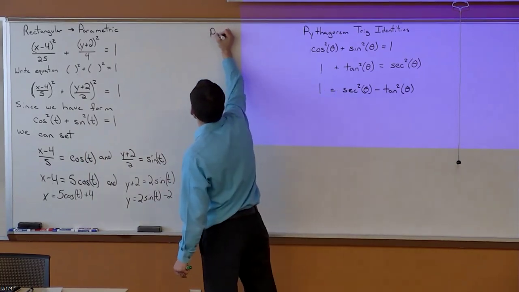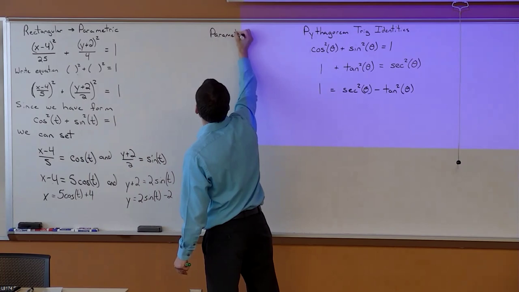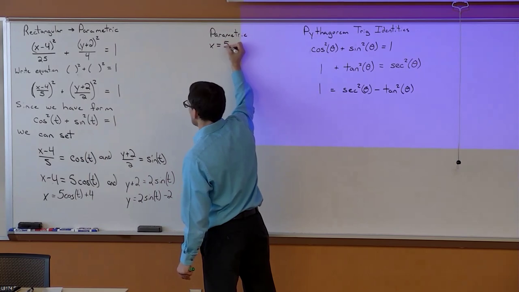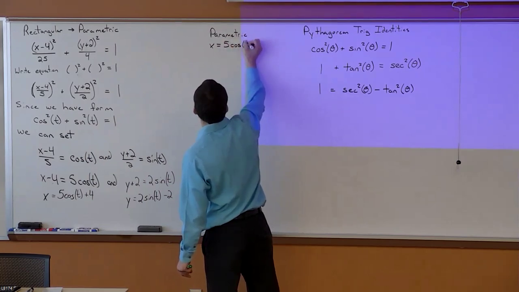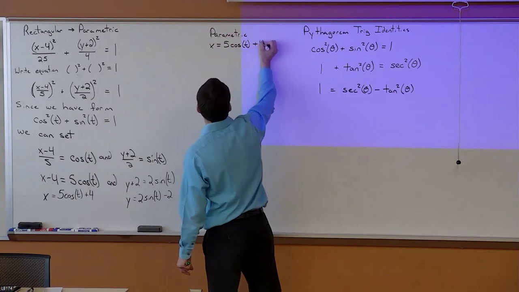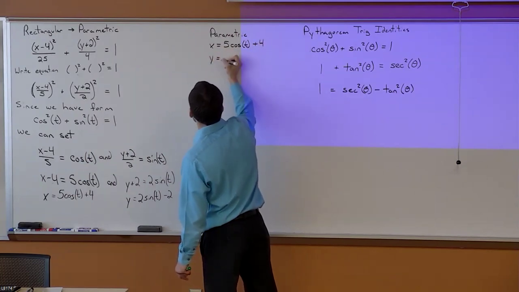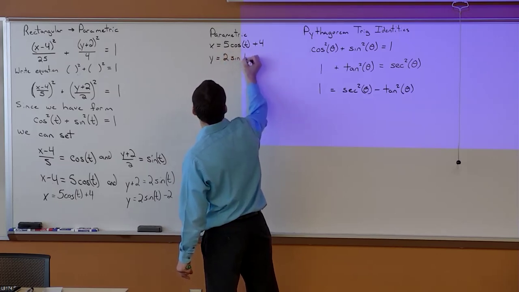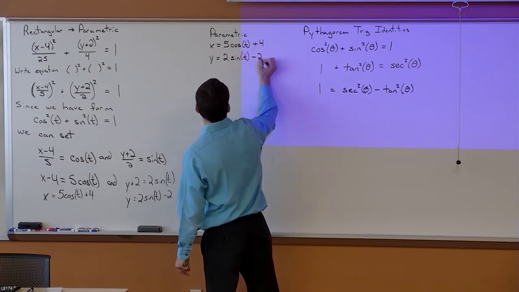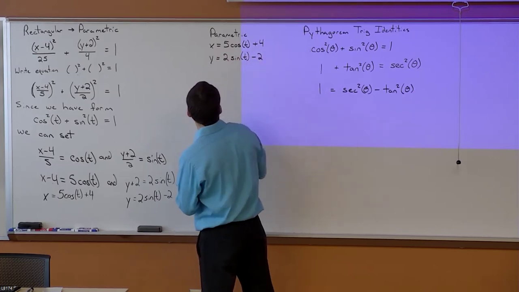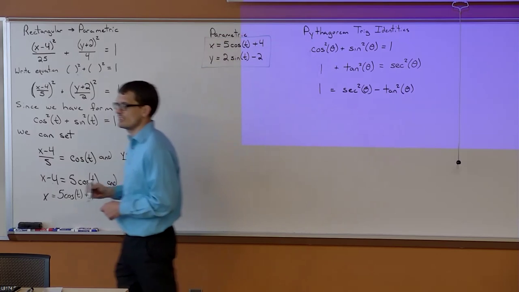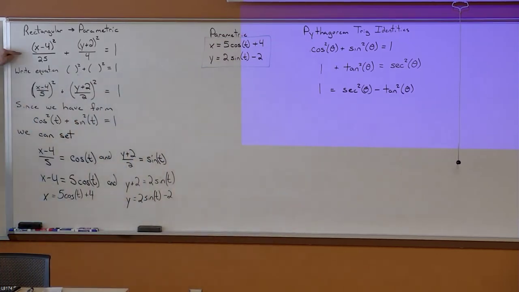And so the parametric set of equations, the one for x is equal to 5 times the cosine of t plus 4, and the other is y equals 2 times the sine of t minus 2. So those would be the parametric equations representing this standard form of an ellipse.